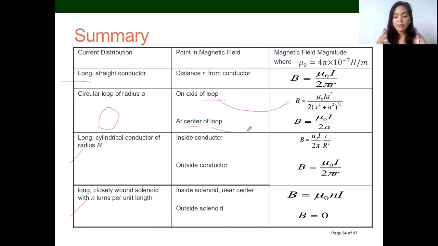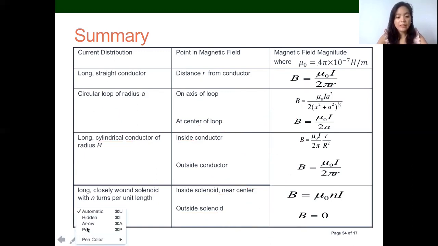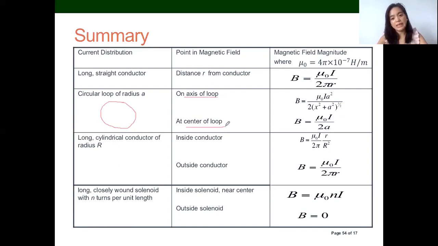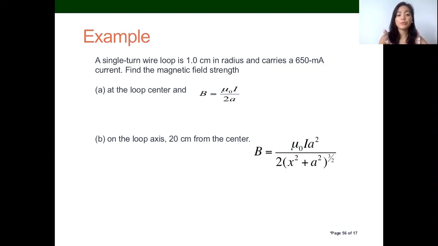For the center, we have this formula. For inside, we have this formula for a cylindrical conductor. For outside, we have this. For solenoid inside, we have this. For solenoid outside, this is equal to 0. But if you have a straight line, you will just use this formula. In our case, we will be using the circular loop. We have the outside and we have the center or the inside. So we will use the following formula.